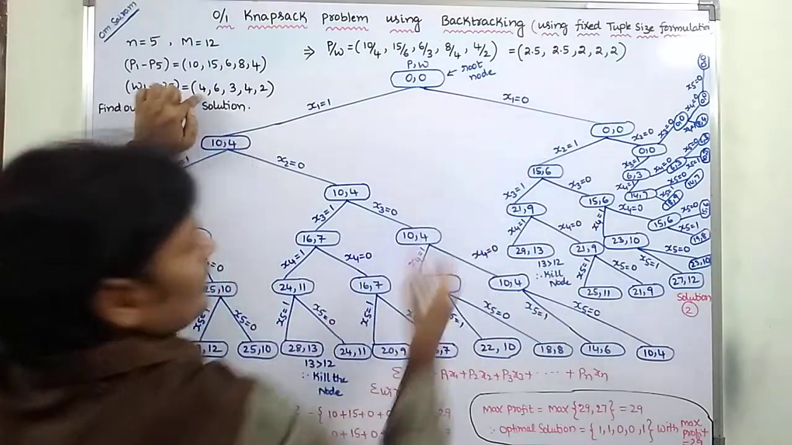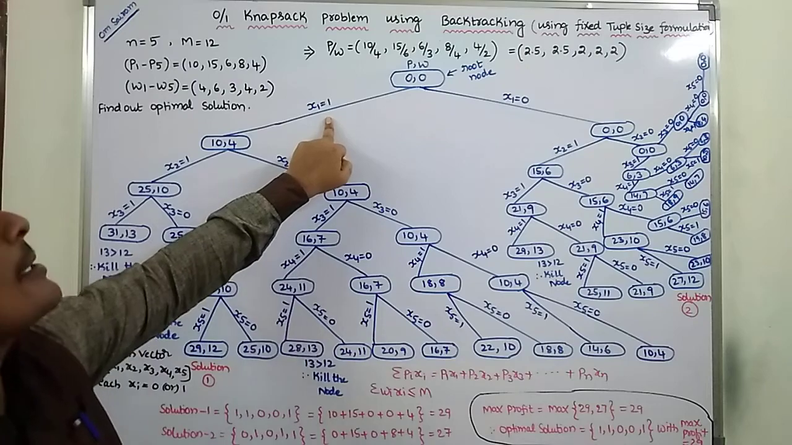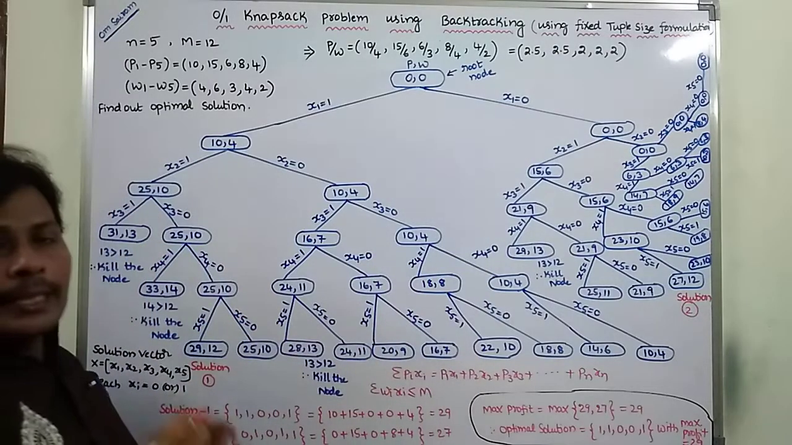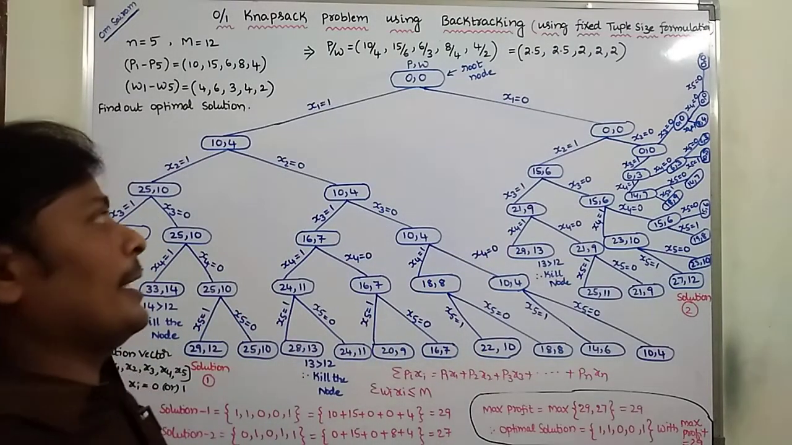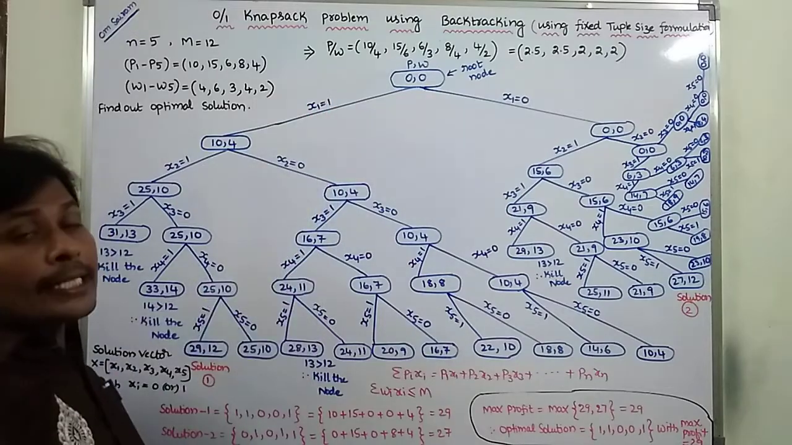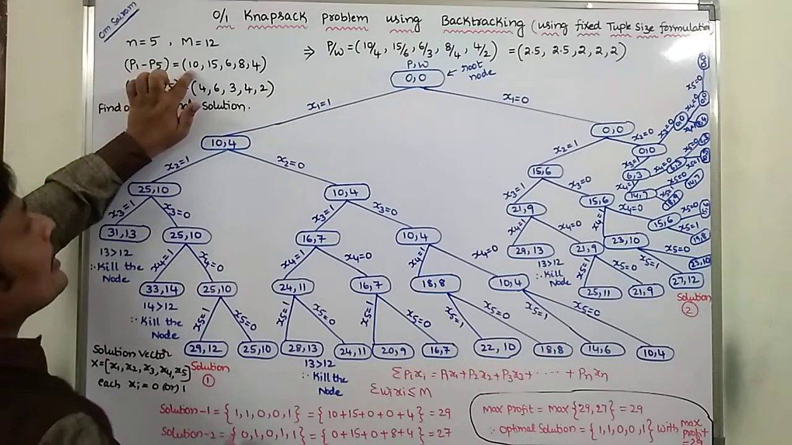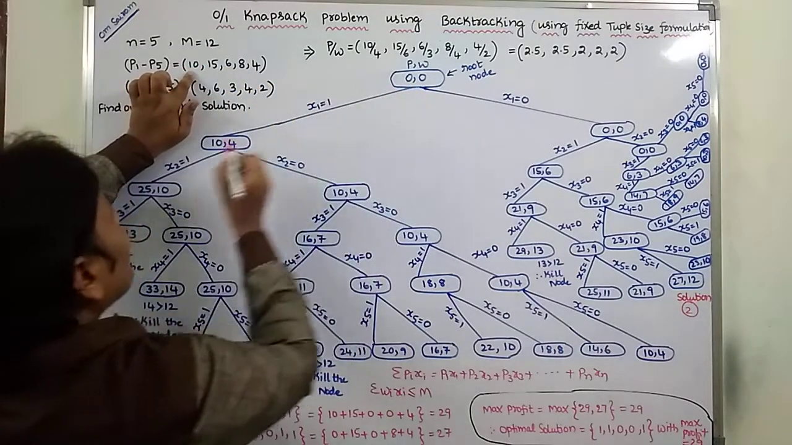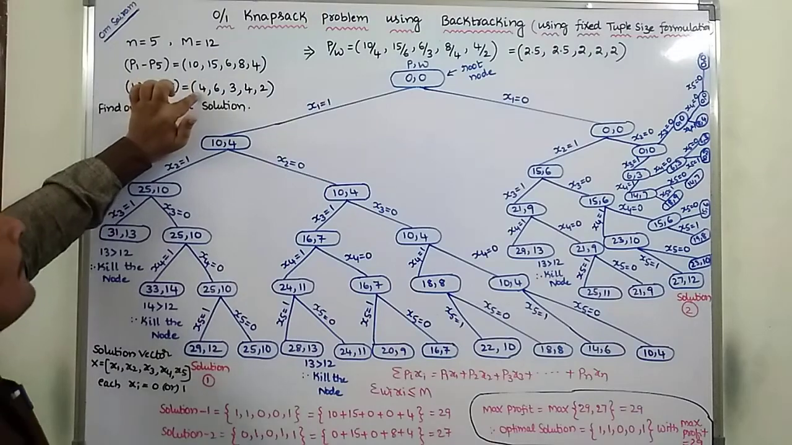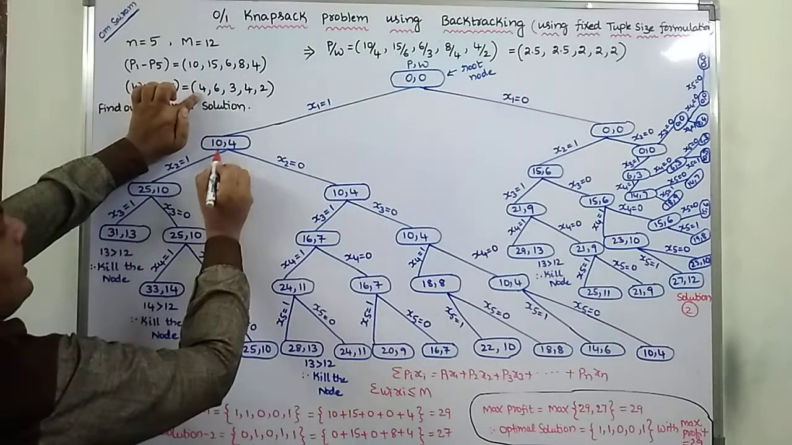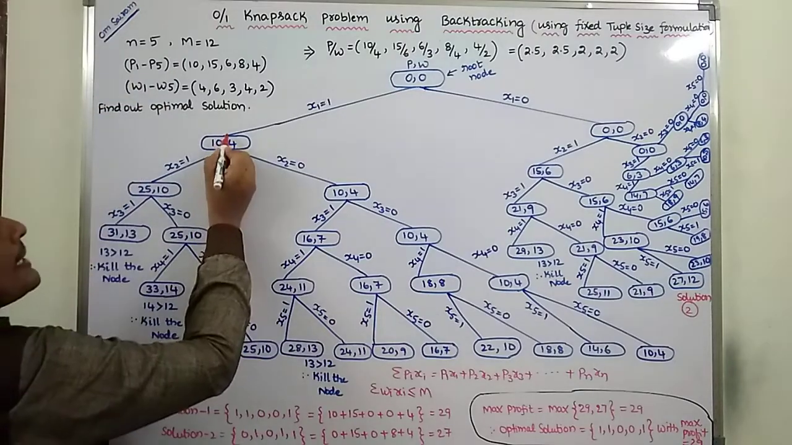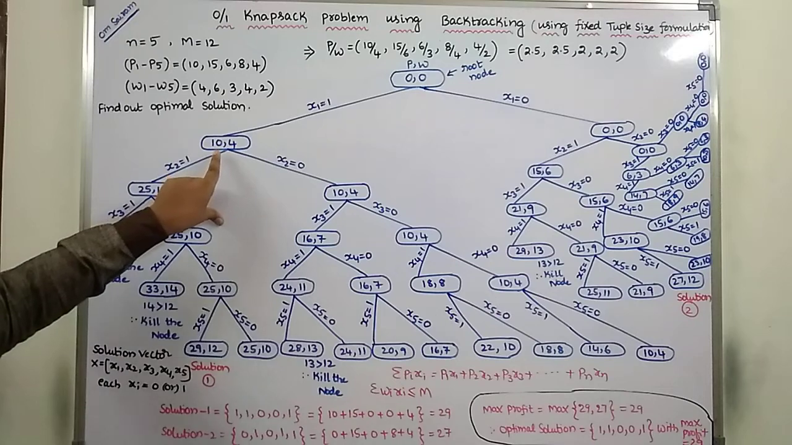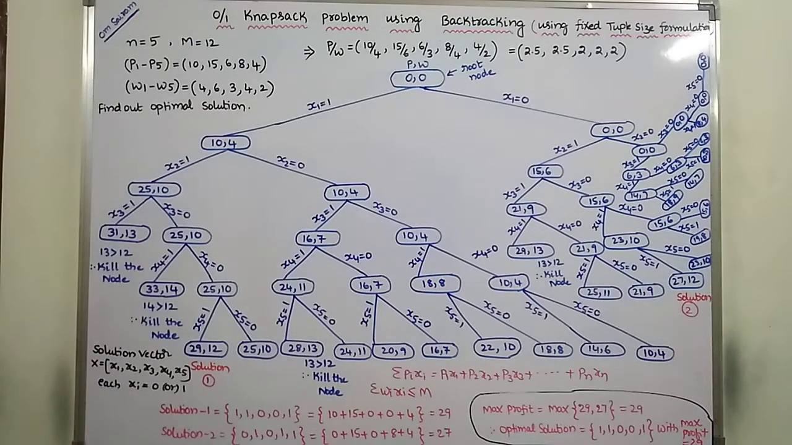X1 is equal to 1 means the first object is considered. X1 is equal to 0 means the first object is not considered. After considering the first object, what is the profit? That is 0 plus the first object's profit 10, so 0 plus 10 is 10. What is the weight? 0 plus 4, that is 4. After considering the first object, x1 is equal to 1, the profit value is 10 and the weight value is 4.